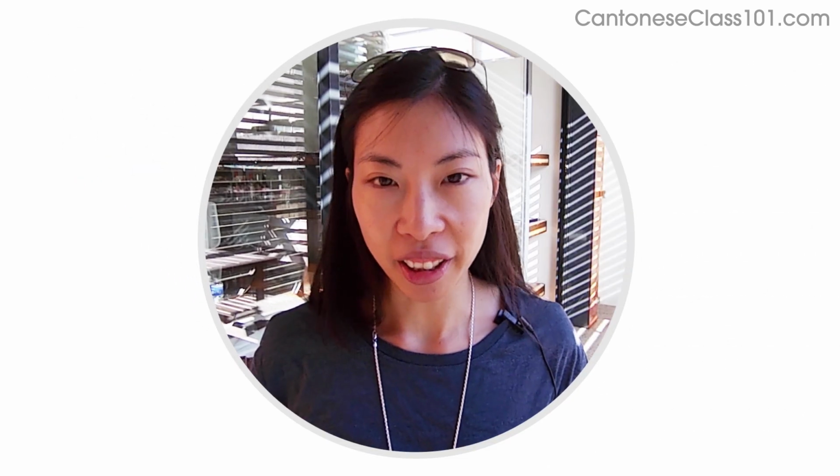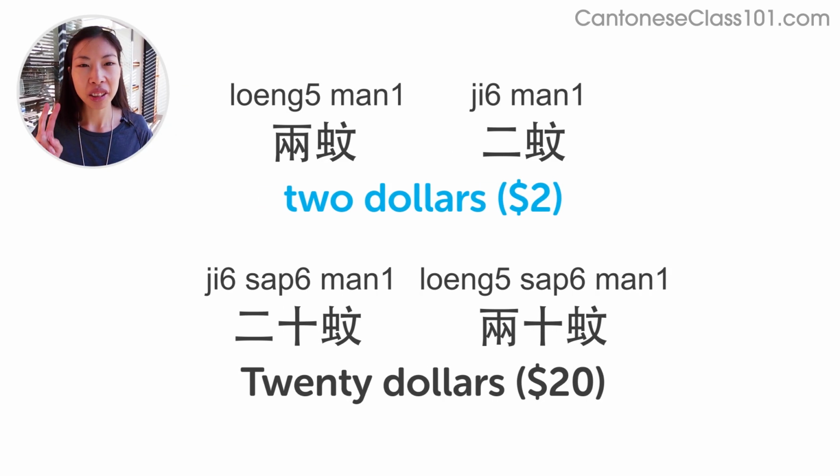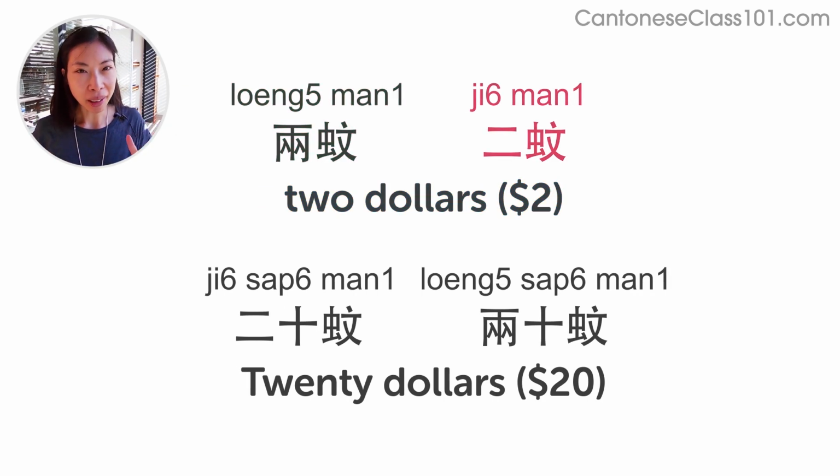There are exceptions to the above rules when we're talking about money, and here's where it gets a little confusing. $2 is 兩蚊 and never 二蚊 by itself. $20 is 二十蚊 and never 兩十蚊.